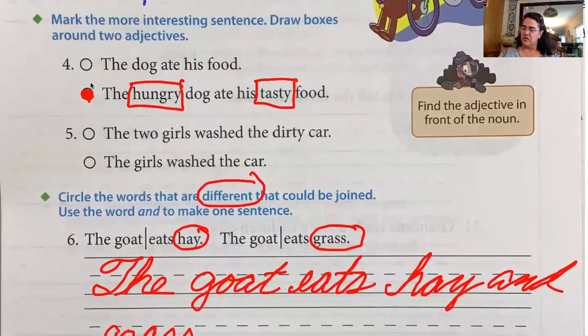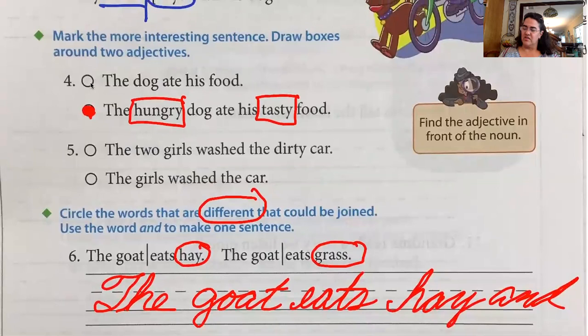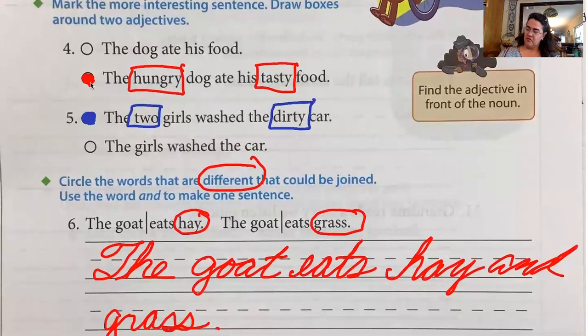The two girls washed the dirty car, or the girls washed the car. Well, friends, reading the directions, we need to remember we're marking the more interesting sentence and drawing boxes around the two adjectives. Mila, what's the more interesting sentence there? The two girls washed the dirty car, or the girls washed the car? The two girls washed the dirty car. Good. And so what are our adjectives? What kind and how many, remember? Jacob, two girls tells us how many. And what kind of car? Dirty car. Excellent. Moving on.